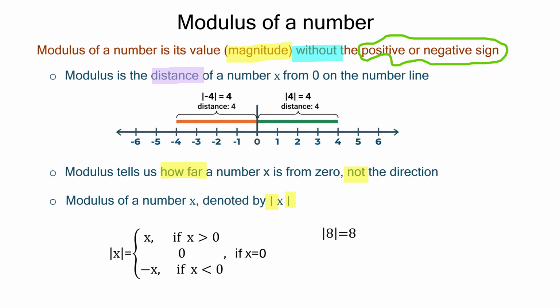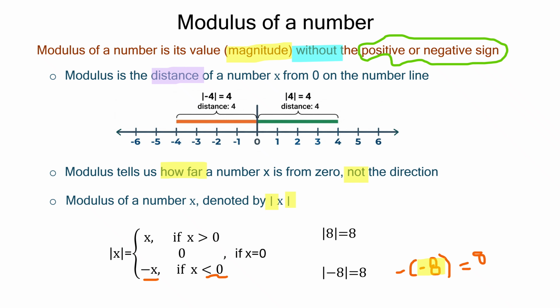Let's test your speed. What is the modulus of 8? It's 8. What is the modulus of -8? It's also 8. Modulus only tells us how far a number is from 0, never the direction. It is always non-negative. But look at case 3.